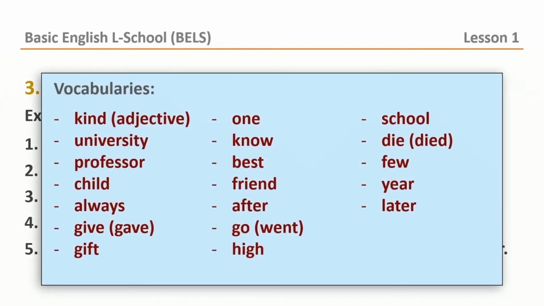The vocabularies are: kind as an adjective, university, professor, child, always, give. Its past tense is gave. Gift, one, now, best, friend, after, go. Its past form is went. High, school, die. Its past form is died. Few, year, later.